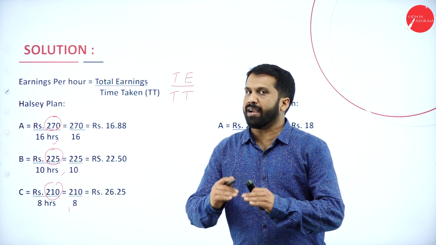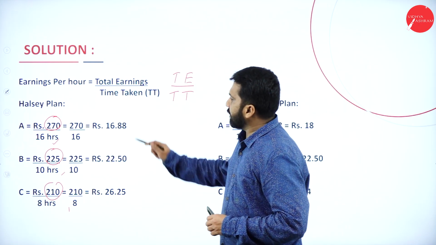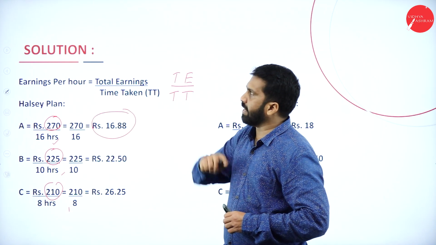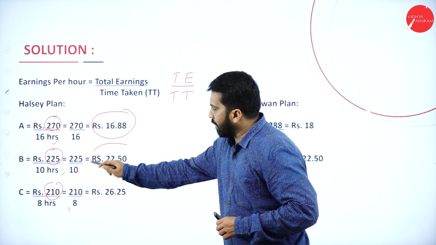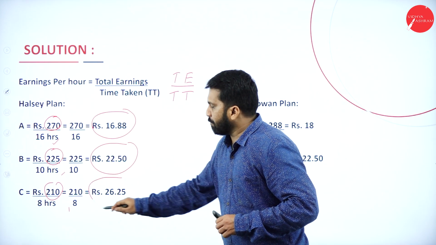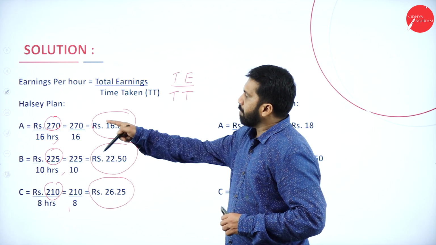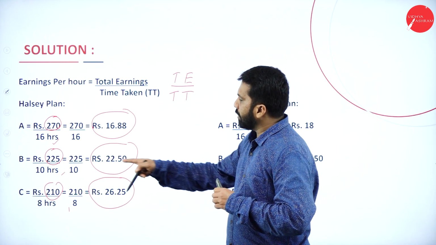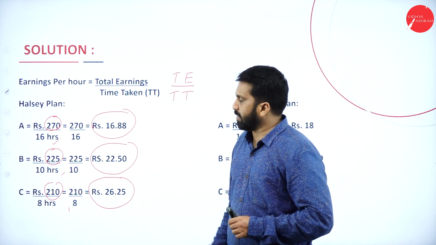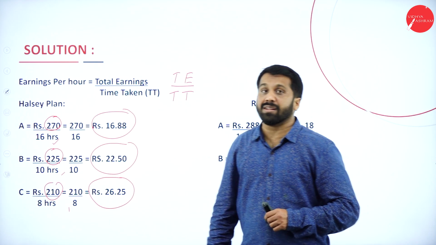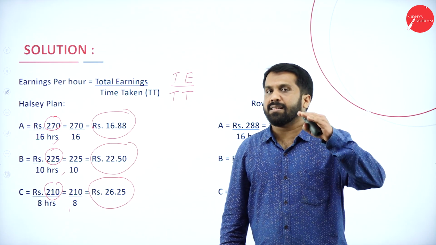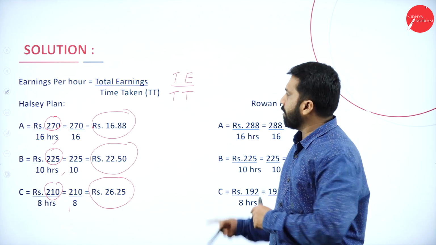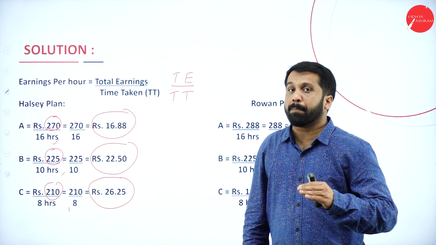If you divide, what will you get? This will be 16.88, this will be 22.5, this will be 26.25. Mr. A will get 16.88 rupees per hour, B will get 22.50 and C will get 26.25. These are the figures we have as per your wholesale plan per hour.